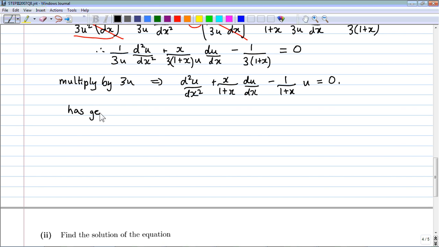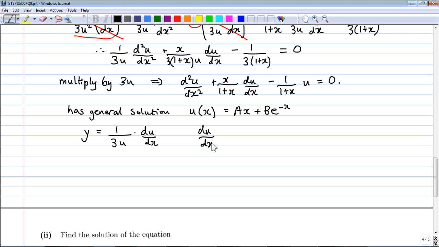So this has general solution, what was the general solution? u of x equals a times x plus b times e to the minus x. Remember, two free variables, two linearly independent solution functions. But we know that y is equal to 1 over 3u times du by dx. So in order to make this calculation, we need to find du by dx. Well, du by dx in general will be a minus b e to the minus x.